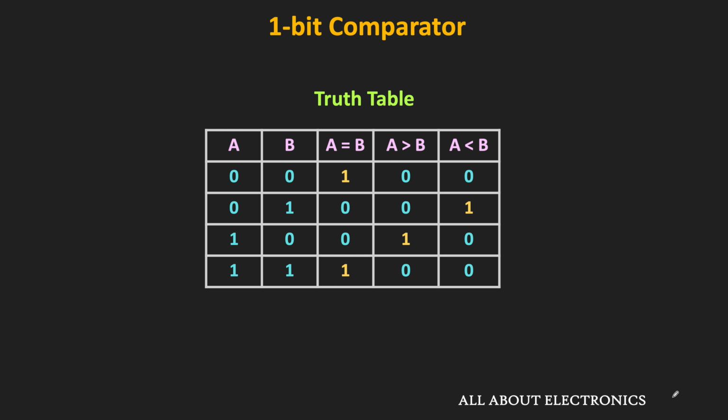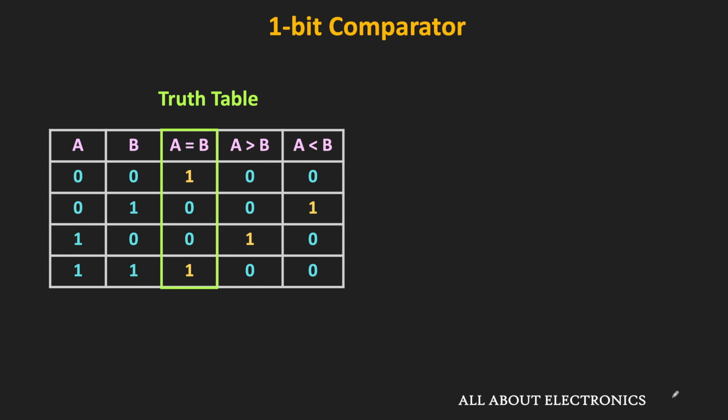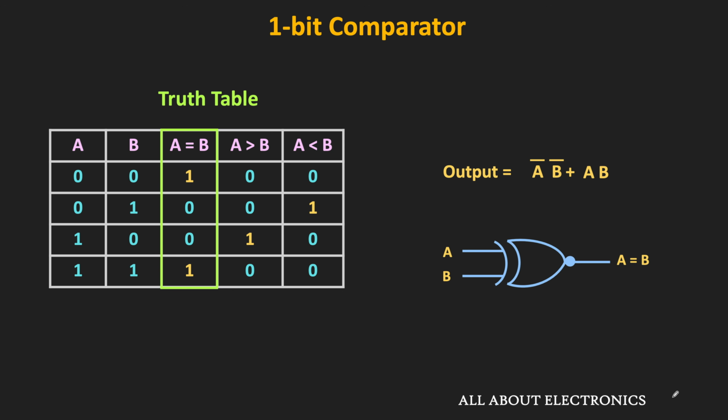As you can see, when both the bits are the same, then we can say that A is equal to B. That means whenever both A and B are 0 or both A and B are 1, then A is equal to B. For this A is equal to B, the logical expression is A bar dot B bar plus A dot B. And this expression is equivalent to the expression of the XNOR gate. That means using a single XNOR gate, we can implement A is equal to B.